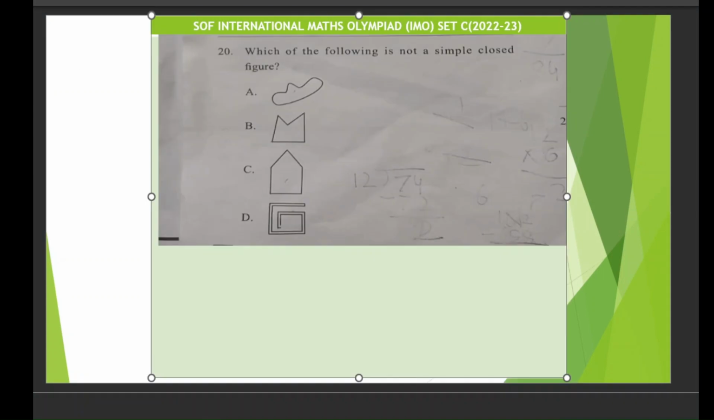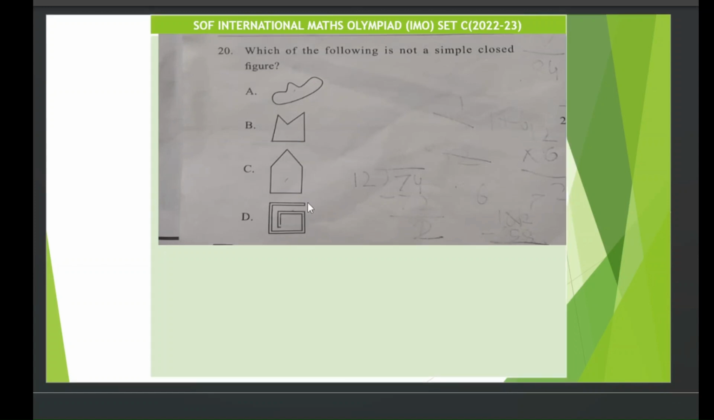Let's solve question number 20. Question number 20 says, which of the following is not a simple closed figure? Now there is no way to enter in option A, so it's completely closed. B also completely closed, C also closed, but C is like a maze. If you have seen Jantar Mantar, you know what I am talking about. It's a maze. You can enter like this and like this. So if there is a way to enter, then definitely it is not a closed figure. So option D is the correct answer for question number 20.